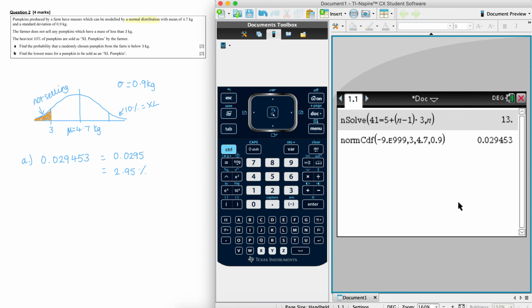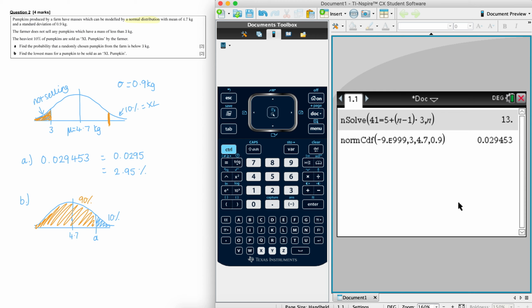Okay, so for part B, find the lowest mass for a pumpkin to be sold as an XL pumpkin. So this is asking me to find what is the number just here, what is this boundary? So this is therefore an inverse question. So for this one, I'm just going to really quickly sketch it out again. So this is my mean at 4.7, and this is my 10%, and I'm trying to find A. Okay, and that means that the region on the other side is therefore 90%.